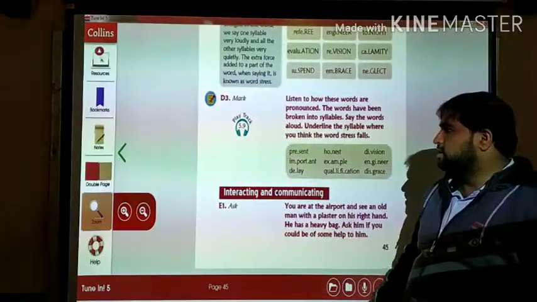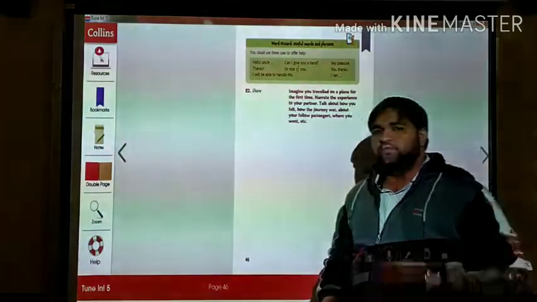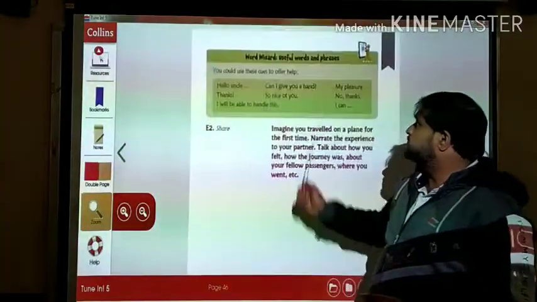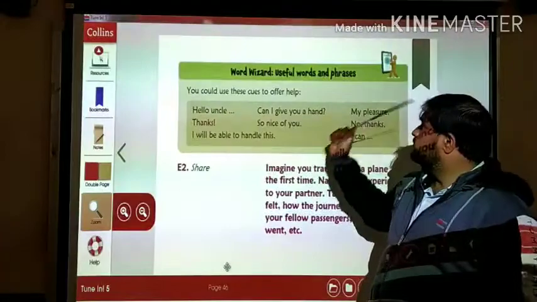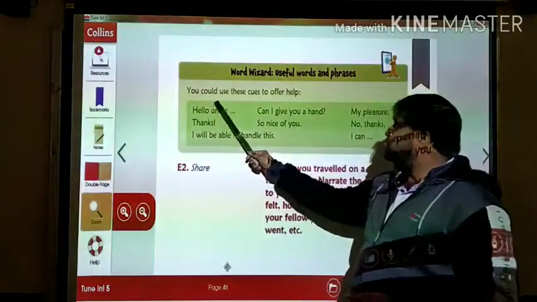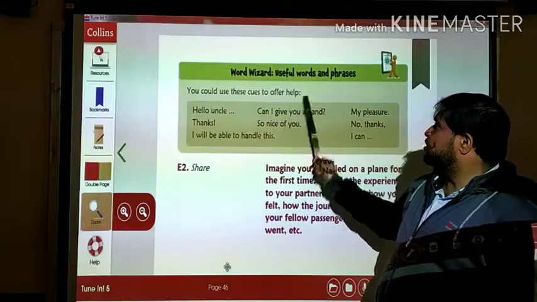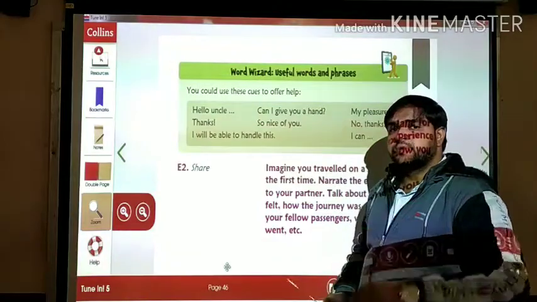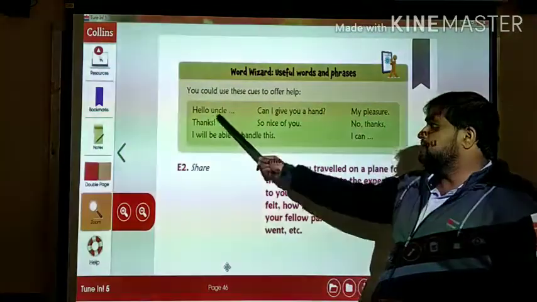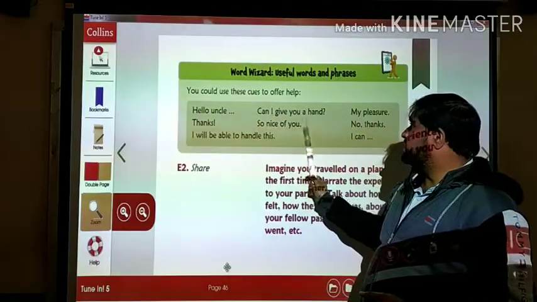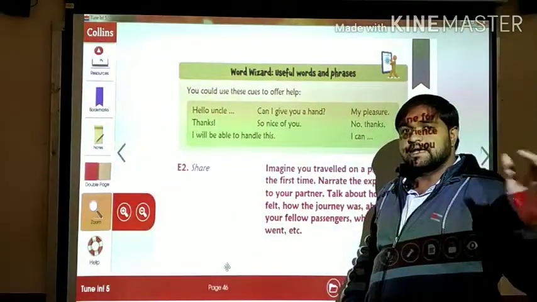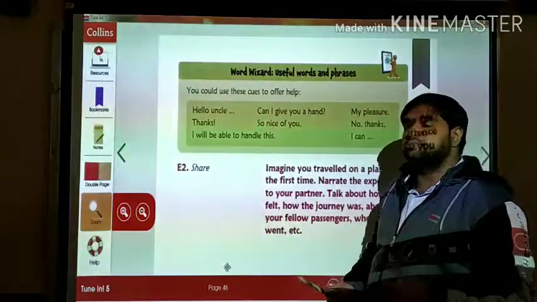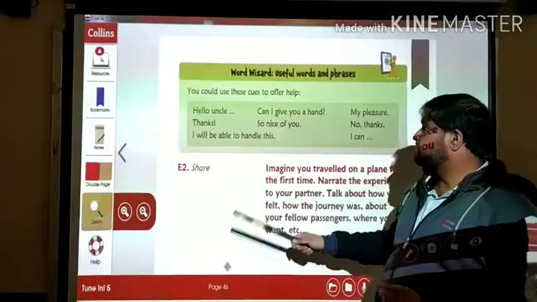Now on the next page we have another activity. When you offer your help, which words and phrases can you use? Here we have Word Wizard, useful words and phrases. You could use these cues to offer help when you see somebody who needs help. You can say, hello uncle, can I give you a hand? If you see an aged person passing through the road and you want to help them, you can offer your help like this.